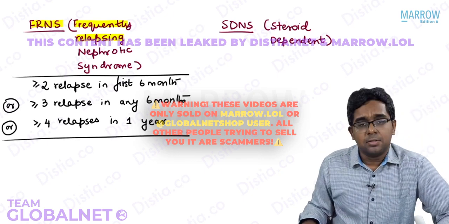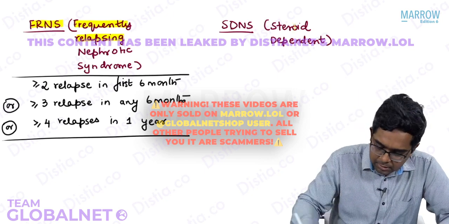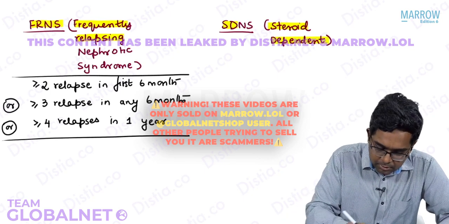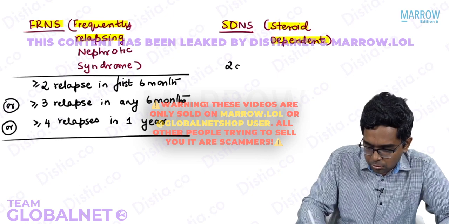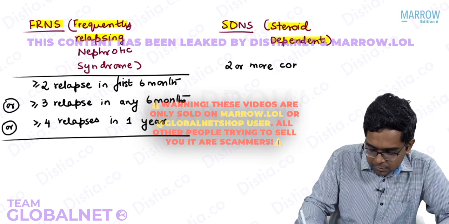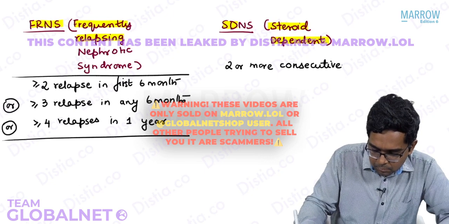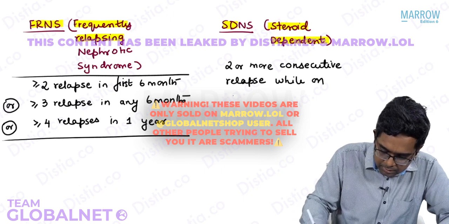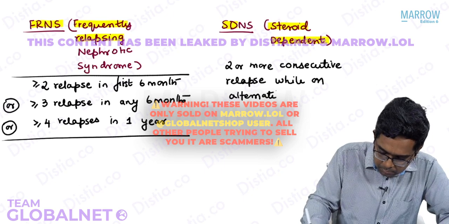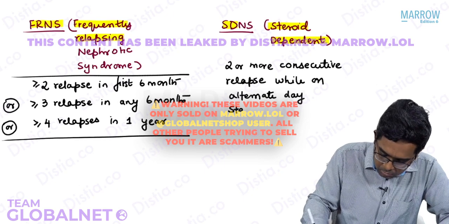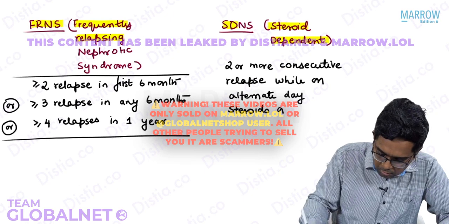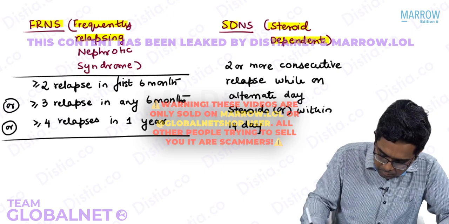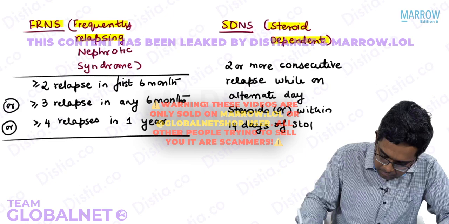Okay, right. Next is called steroid dependent nephrotic syndrome. SD is steroid dependent, NS is nephrotic syndrome. This refers to a condition wherein the child develops 2 or more consecutive relapses while the child is on alternate day steroids or within 14 days of stopping the steroids.